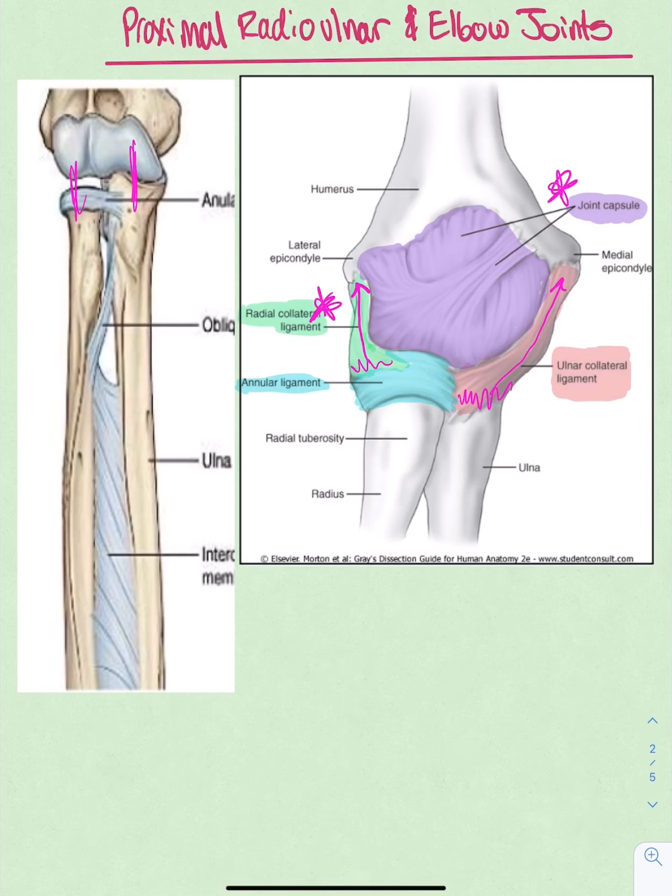Next, we have the proximal radioulnar joint, which is a pivot joint and held in place by the annular ligament of the radius, seen here. The fibrous capsule that encloses this joint is continuous with that of the elbow. The actions that this joint allows for are pronation and supination of the forearm.